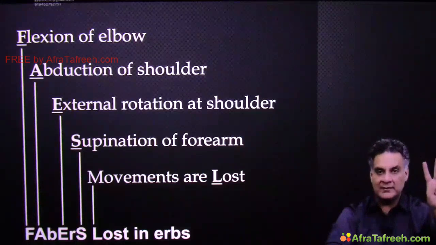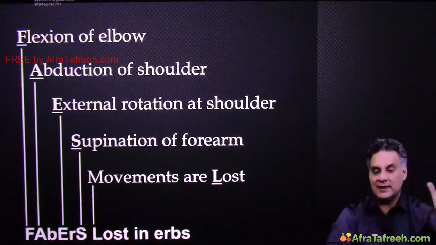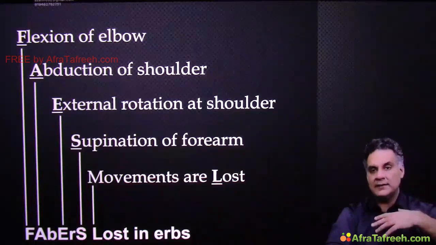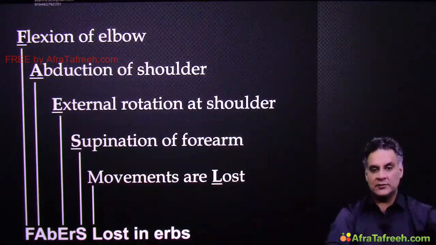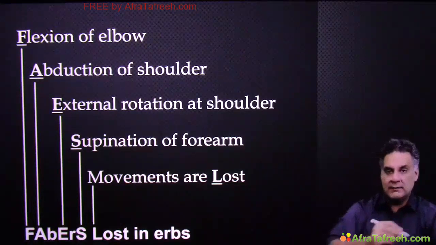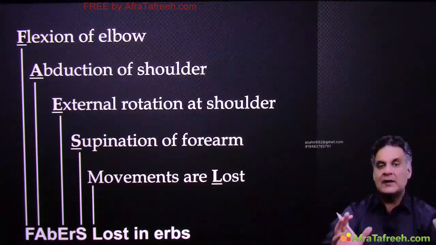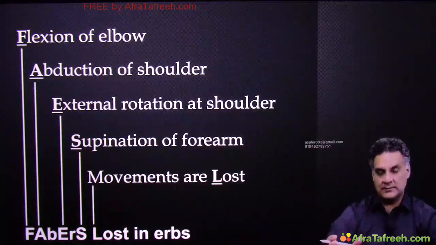These are two movements that you must try to get back if a patient of Erb's palsy has the loss of them. Then the third is external rotation of shoulder and supination of forearm. People do think supination is very important, but it's not. Remember, pronation is very important because most of the works in today's world that you do are in pronation.